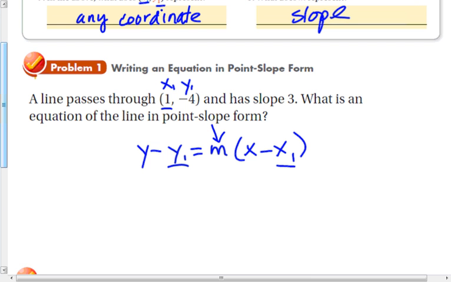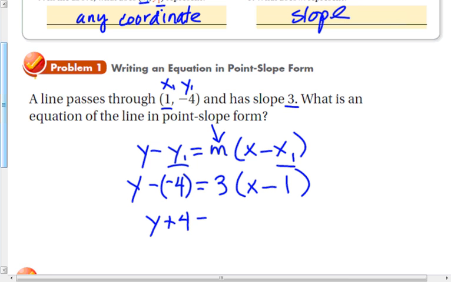So let's put 1 where the x1 is. We're going to get x minus 1. And the slope is 3, so we're going to put that where the m is. And -4 is y1, so we're going to put -4 there. Now I'm going to put parentheses around that because in the formula we have to subtract the y coordinate, so we have to subtract -4. I can now simplify that, and this is my equation in point-slope form. Go ahead and practice one like that.